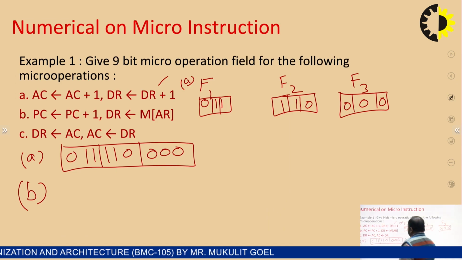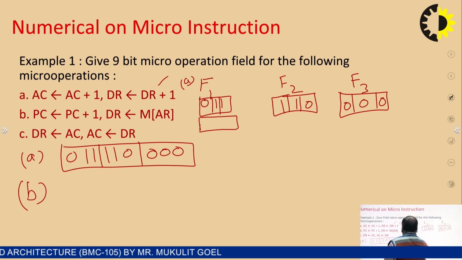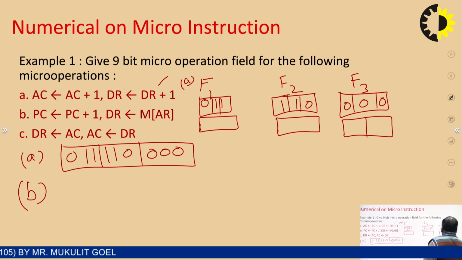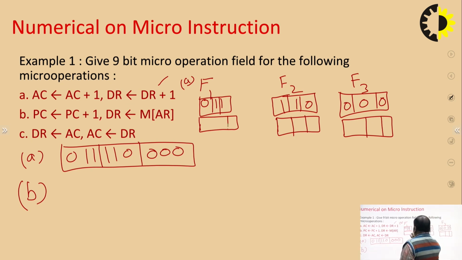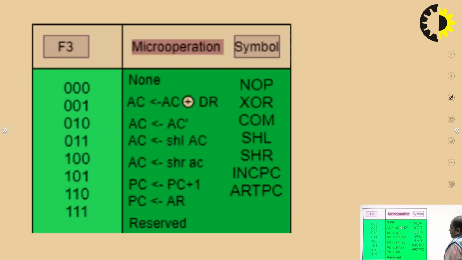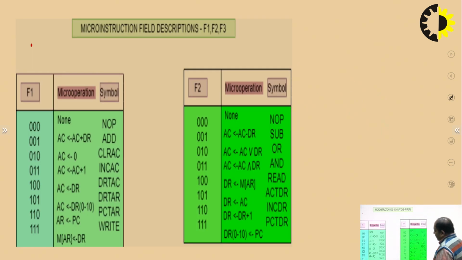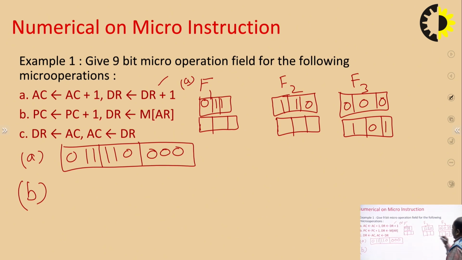So first we write F1, F2, F3. Here 3 bits, here 3 bits, here 3 bits. So program counter plus 1 is 101, so in F3 we write 101. Now we come to memory address register to data register, which is represented in F2 using 100. So we write 100 here.